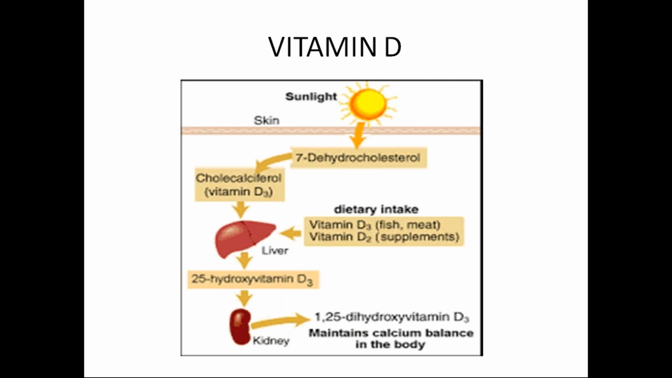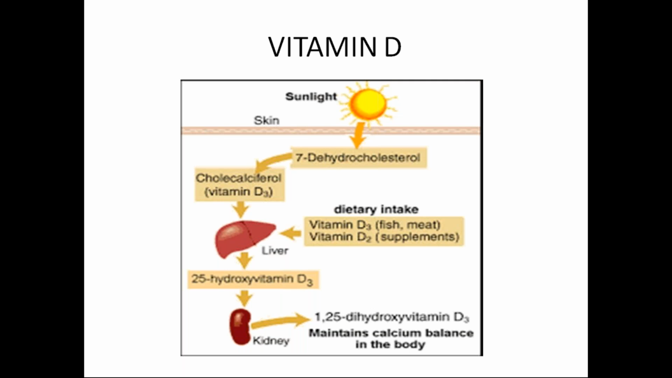The skin contains cholesterol, and in the cholesterol, 7-dehydrocholesterol is the form which is important. When sunlight falls on the skin, particularly the ultraviolet radiation, it converts the 7-dehydrocholesterol in the skin to cholecalciferol. That is vitamin D3. This is not the active form. Vitamin D3 cholecalciferol is not the active form. That is only a pro-form of a hormone.